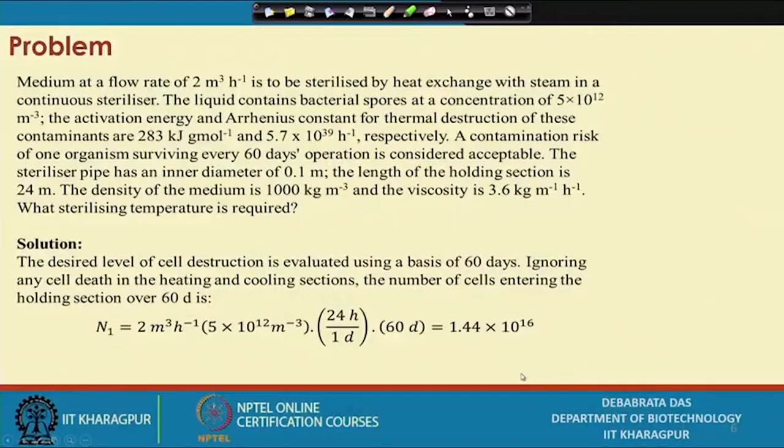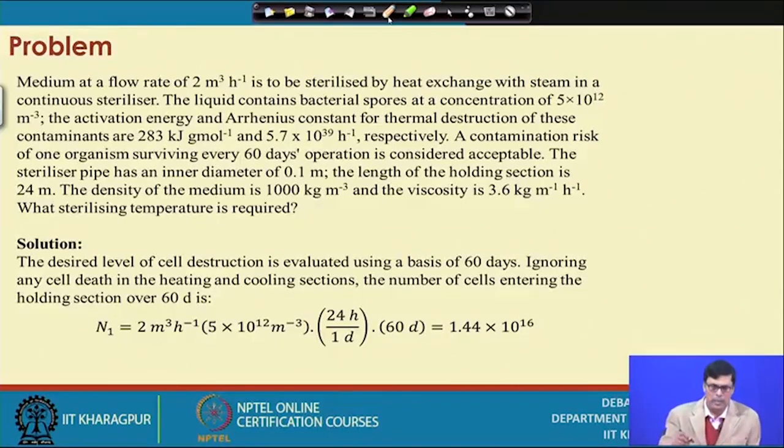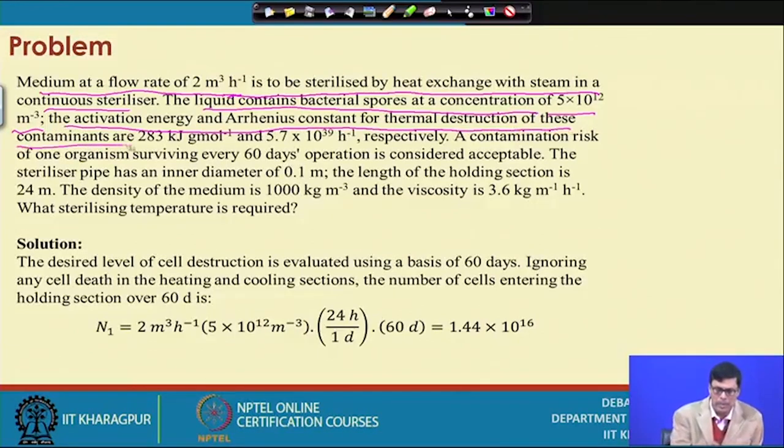Now, let us go to another problem. I think if you look at this problem, your conception will be a little bit better. The media, at a flow rate of 2 cubic meter per hour, is to be sterilized by heat exchanger with steam in a continuous sterilizer. The liquid contains bacterial spores at a concentration of 5 into 10 to the power 12 per cubic meter. The activation energy and the Arrhenius constant for thermal destruction of these contaminants are 283 kilojoules per gram mole and 5.7 into 10 to the power 39 per hour, respectively.